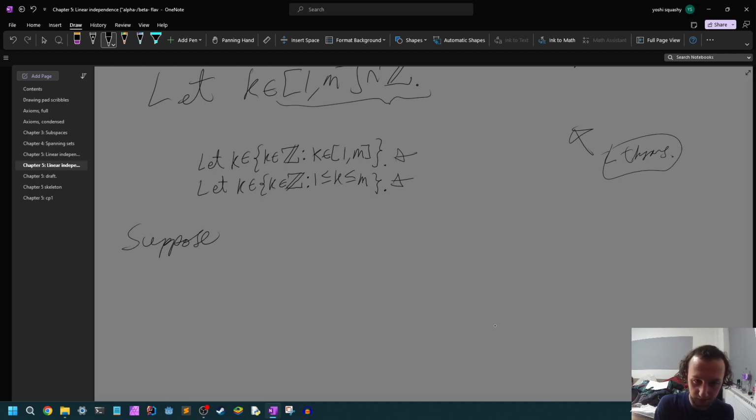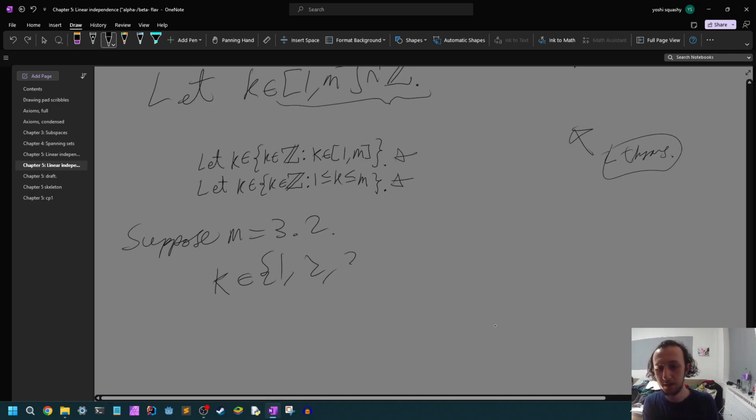It's probably pretty clear already, but just in case it's not, let's say m was 3.2 for example, then what we're saying is k is some number of the set 1, 2, 3, because those are the 3 integer points that are between 1 and m.